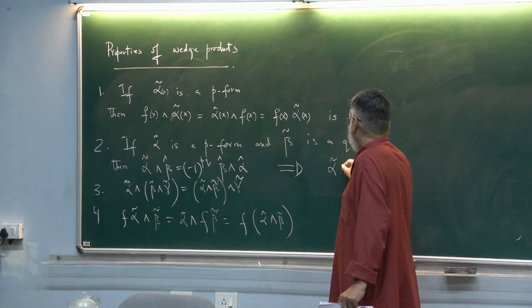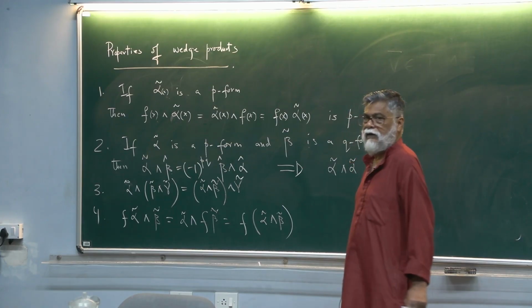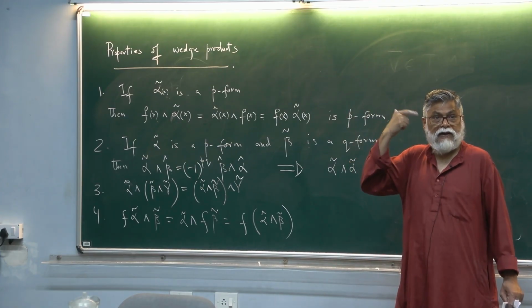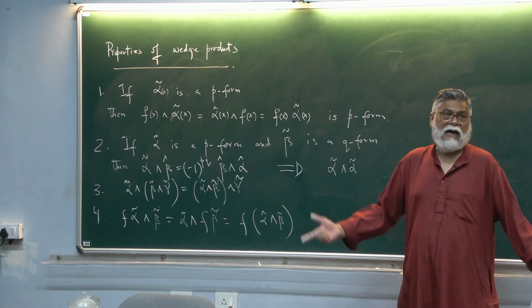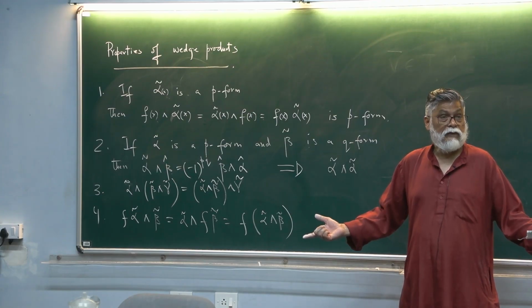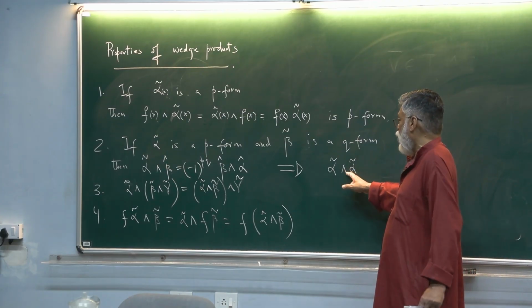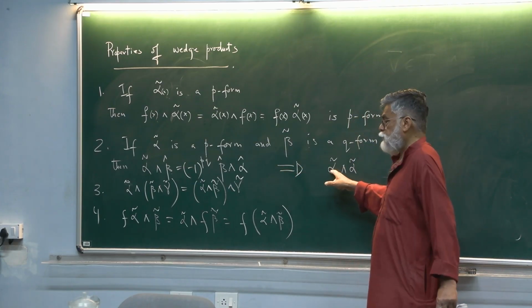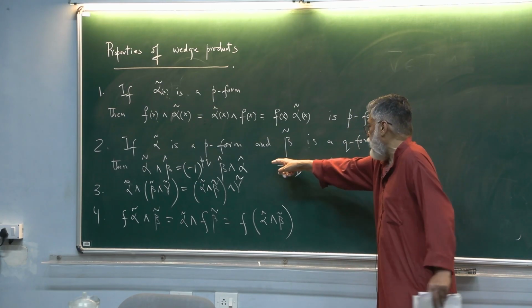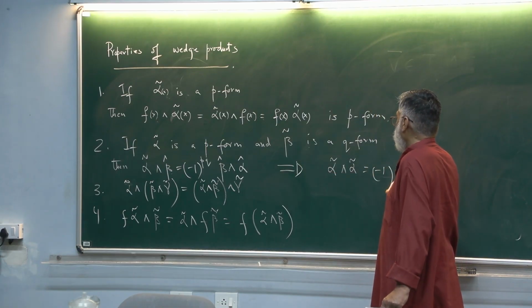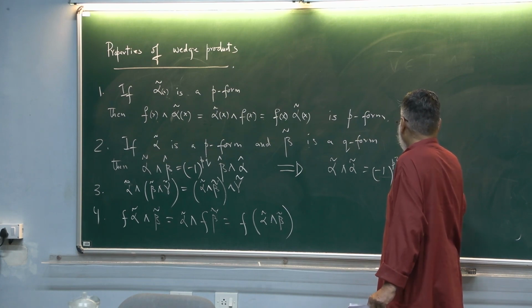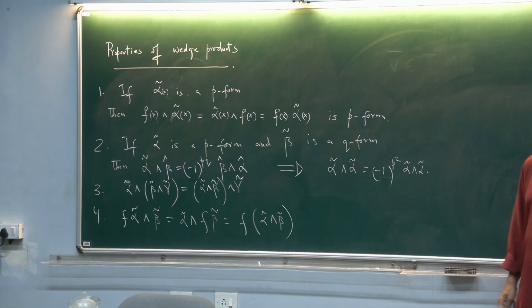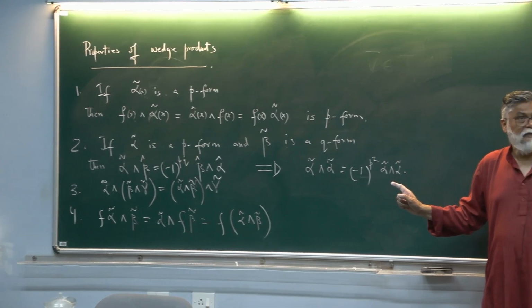Let's talk about alpha wedge itself. What did you intuitively think? Wedge product is antisymmetric, so alpha wedge alpha must be minus alpha wedge alpha, should be 0. The answer is no. Suppose alpha is a p form. So according to this property, it will be minus 1 to the power p into p, p square, alpha wedge alpha. So if p is even, it is alpha wedge alpha. It's not 0.